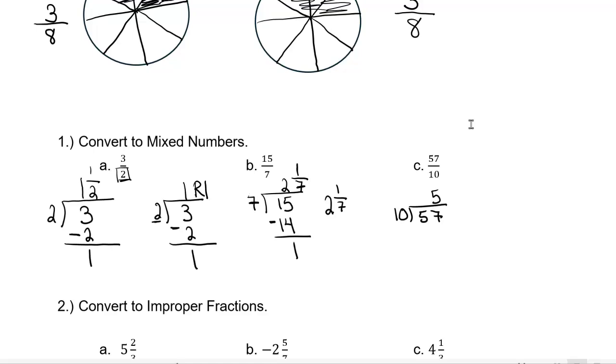Goes in 5 times. 5 times 10 is 50. I subtract and I get a remainder of 7. So that means 7 is my numerator and 10 is my denominator. So my final answer is 5 7/10.